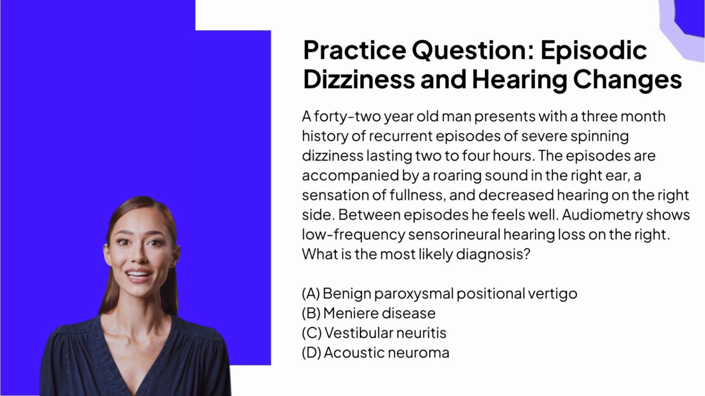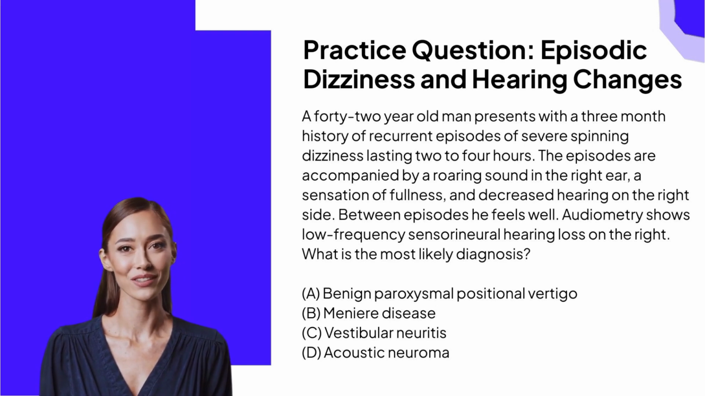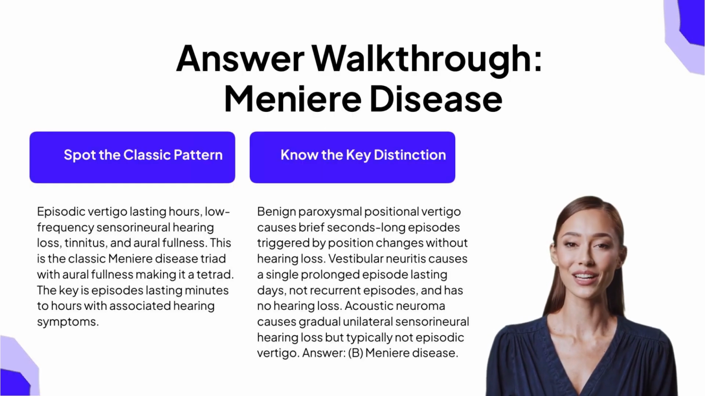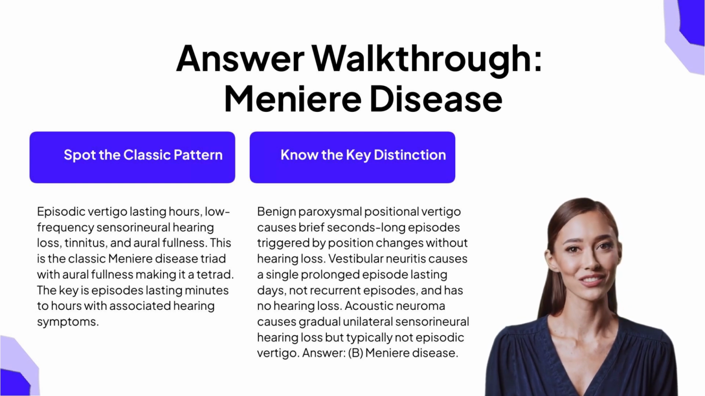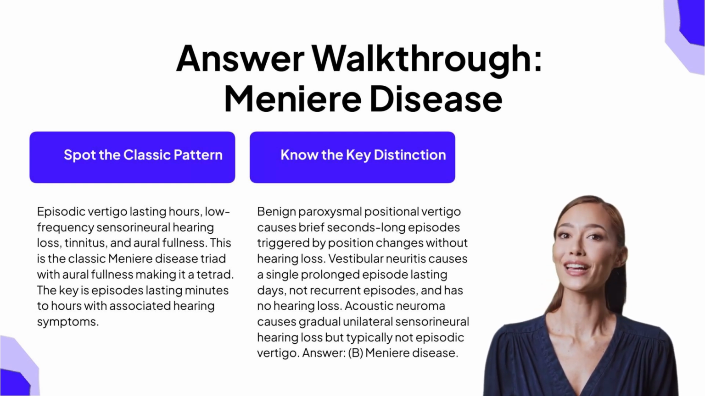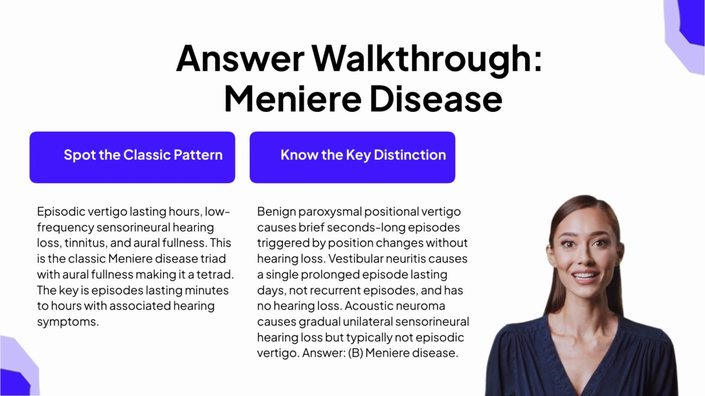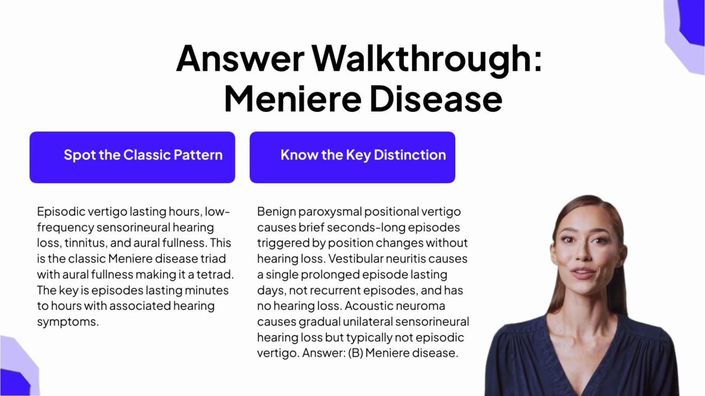This is a classic pattern recognition question. Think about the duration of the episodes and the associated symptoms. We will walk through it next. Let us break down this answer. The classic pattern here is episodic vertigo lasting hours, low-frequency sensorineural hearing loss, tinnitus described as a roaring sound, and aural fullness. This is the Meniere disease triad, with aural fullness making it a tetrad. The key is that the episodes last minutes to hours and come with normal intervals between.